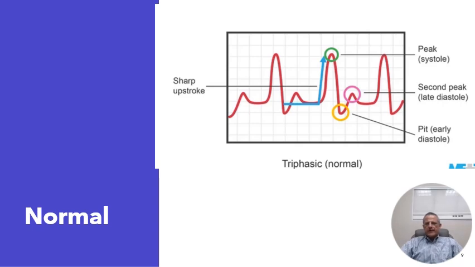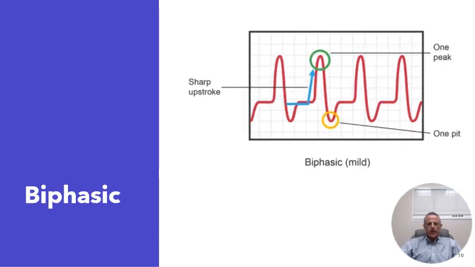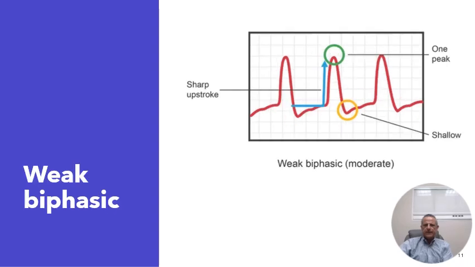So a normal waveform, we're going to see that sharp upstroke. We're going to have a nice peak at systole. There's going to be then a downstroke, which is the second peak occurring in diastole, and then a small second peak. That's a triphasic waveform, which is what would be normal, as compared to a biphasic, where we get a sharp upstroke, we get one upper peak, and we get a little bit of a pitting, but we don't see the same triphasic shape. That's more of a biphasic, which is a mild disease.